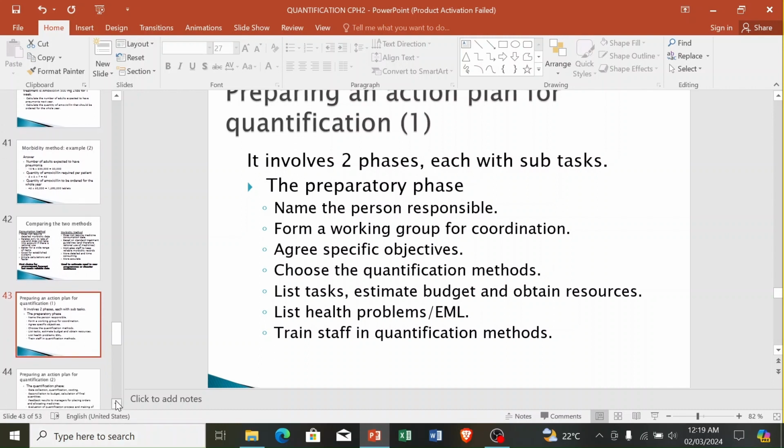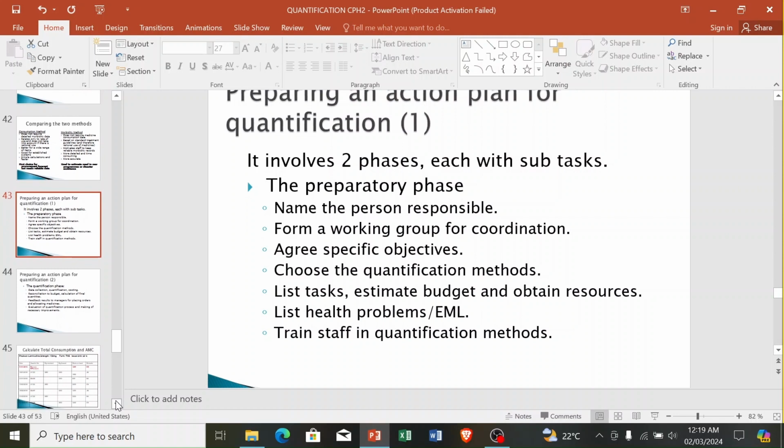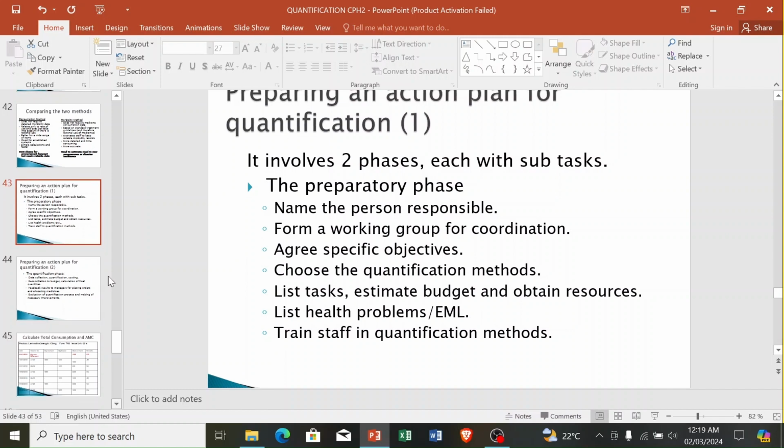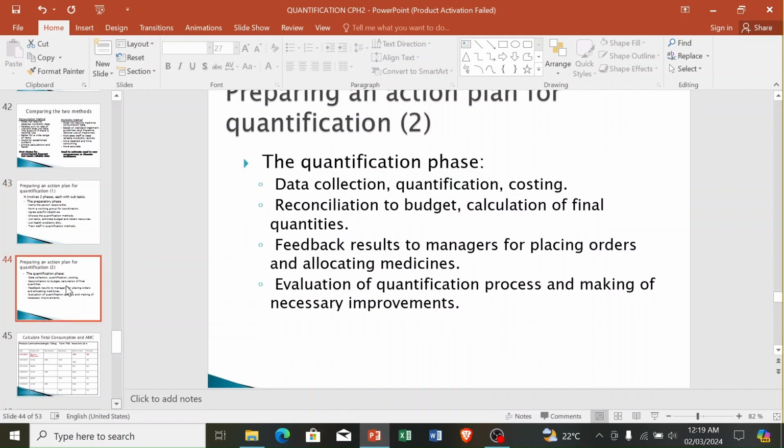So the first thing, you need to prepare for quantification. You don't just wake up one day and carry out quantification. You have to plan for quantification to take place. Get enough skilled, competent people who know what they are going to do, how they are going to use the data available, and if the data is not available, which other methods and options they can use. That is what you need to put into consideration.